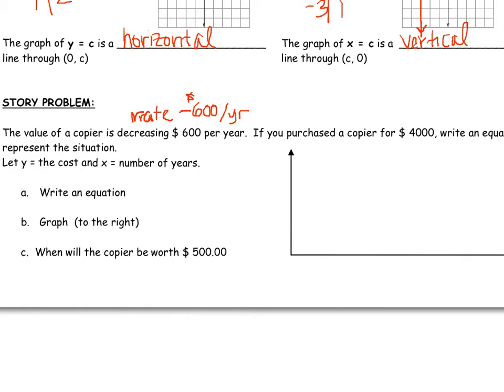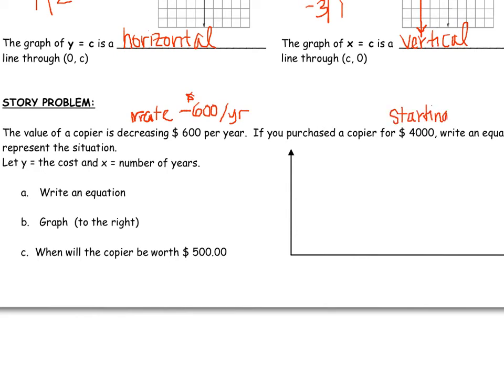Okay, just by reading the directions or reading the words and picking out my keys, I already know I have a rate of $600 per year. And thinking about what we're studying, that's probably going to be my m. I'm probably going to be something with slope-intercept. Let's keep going. If you purchase a copier for $4,000, oh, purchase, isn't that a starting amount right there? Let's put a note there.